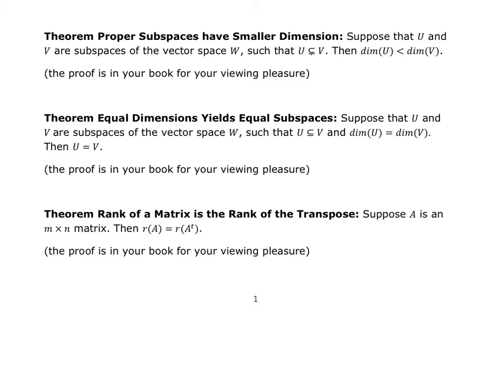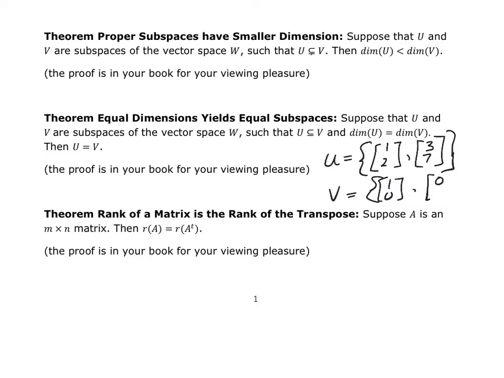So let's look at an example here. Let's suppose that I have this set U, and this set U is the vectors (1, 2) and (3, 7). And then I have this set V, which is the set (1, 0) and (0, 1). Now we know that this is the basis in R2, and we also know it has a dimension of 2. That's for V.